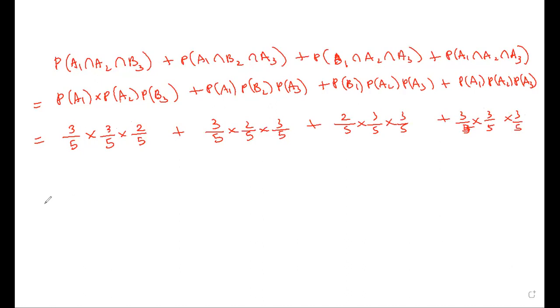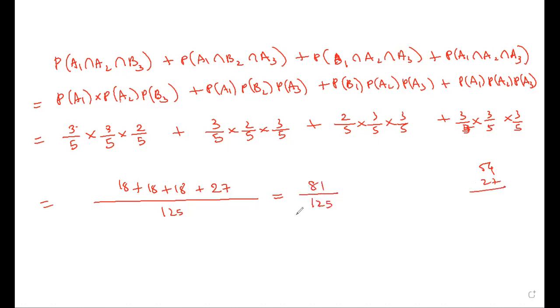So all denominators are 125. 9 into 2, 18. How many times? 3 times, you know. And 27 the last. 18 into 3, 54. Correct, no? Yes. Plus 54 plus 27, that is 81. So the chance of A winning at least 2 games is 81 by 125.